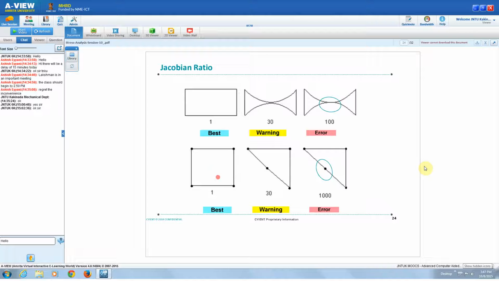And here this is a perfect square, and here if you see, this node is trying to move towards the center, and this will yield more Jacobian ratio. And here actually it's becoming a straight line. These two edges are becoming collinear, so that will become an error element.